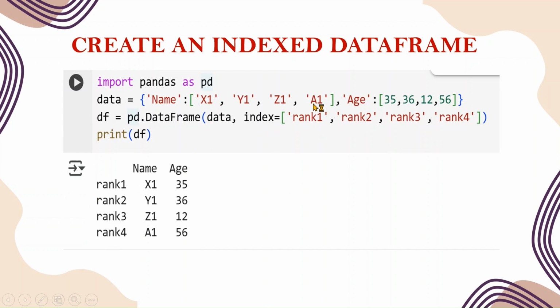And now this list, x1, y1, z1 and a1, is under name. And 35, 36, 12, and 56 are under age. So like this, you can create an indexed data frame where you can specify different labels for the index values by using this parameter.